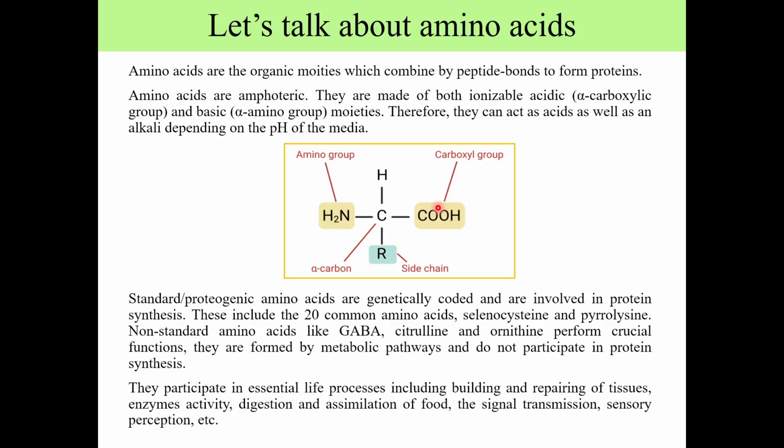Now, amino acids can be proteogenic amino acids, meaning that they form proteins by joining together, right? There can be non-standard or non-proteogenic amino acids, such as citrulline and ornithine. These amino acids are involved in the urea cycle. So these are also amino acids, but they do not form proteins. All right, they are involved in other metabolic pathways.